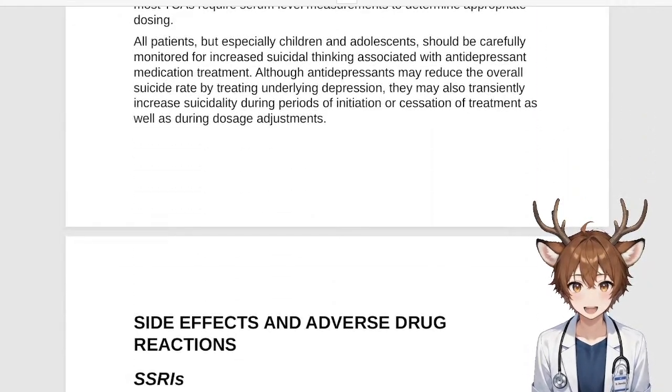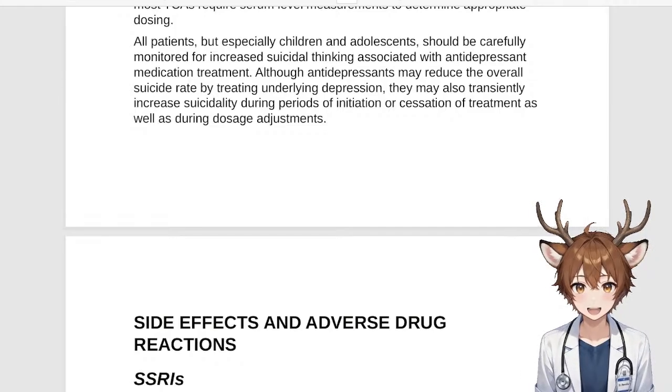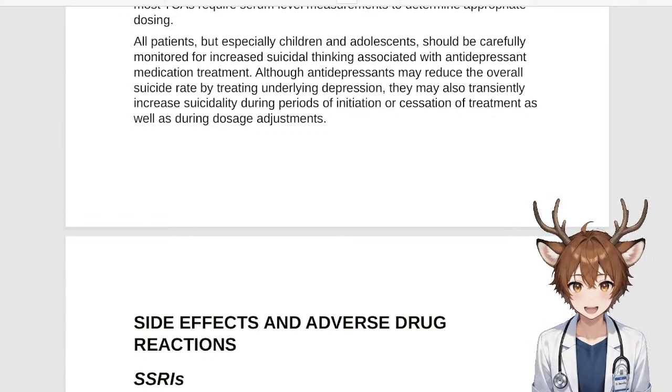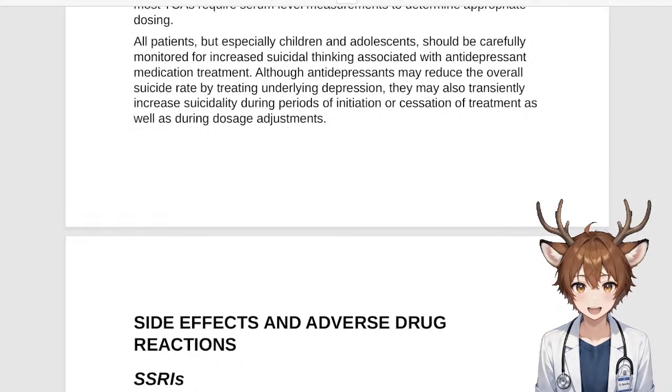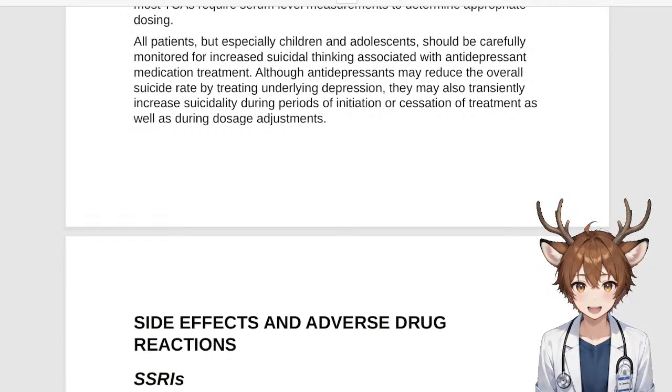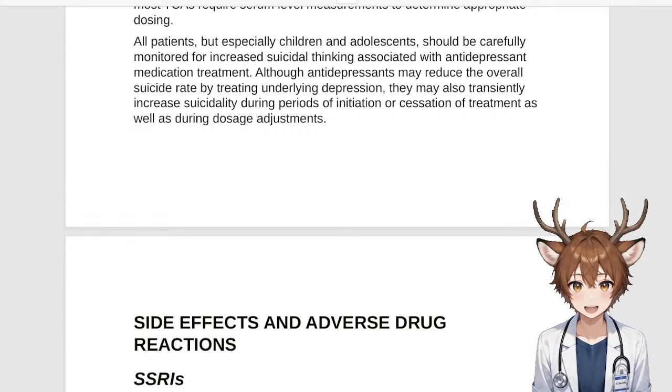All patients, but especially children and adolescents, should be carefully monitored for increasing suicidal thinking associated with antidepressant medication treatment. Although antidepressants may reduce the overall suicide rate by treating underlying depression, they may also transiently increase suicidality during the periods of initiation or cessation of treatment, as well as during dosage adjustments.